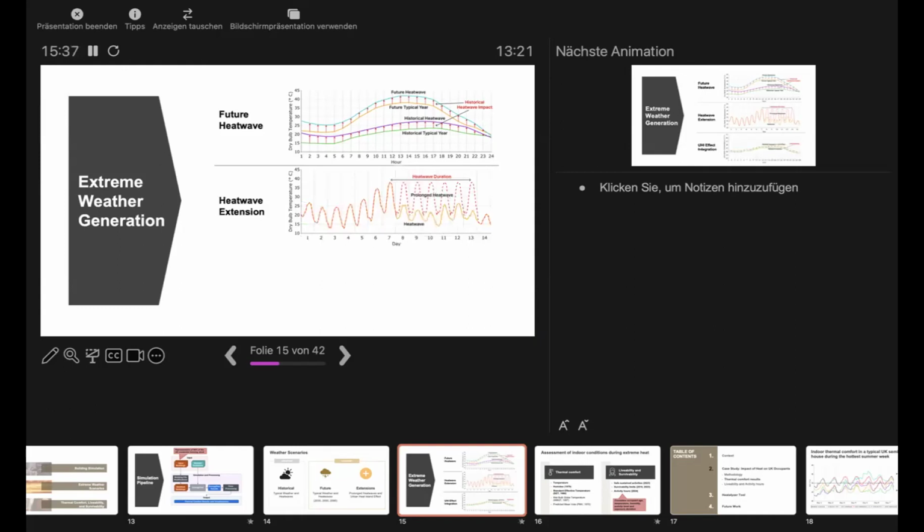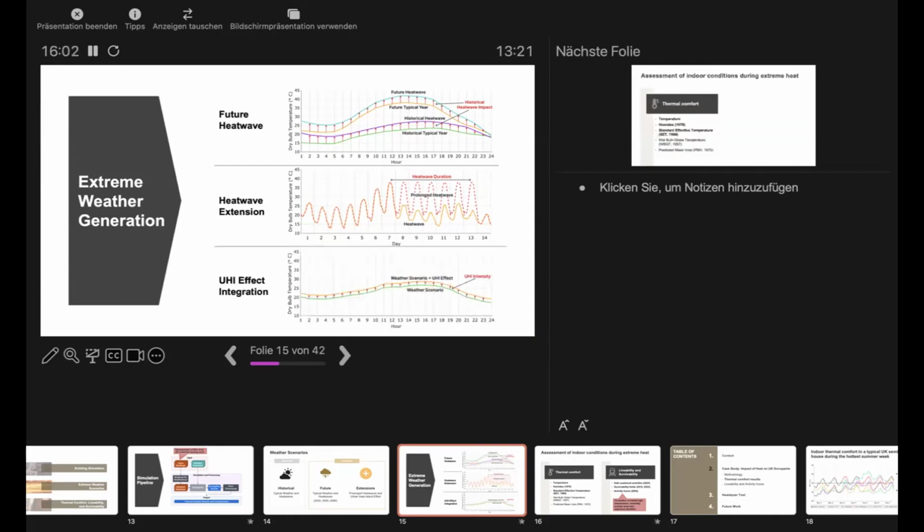Then for extending a heat wave file, we just look at the heat wave, identify the hottest state within the heat wave, and essentially replicate it to last a few more days. So we did this for 3, 5, and 7 days in our case. And so we just, again, replicate all the weather data for this one peak heat wave day and make it longer lasting.